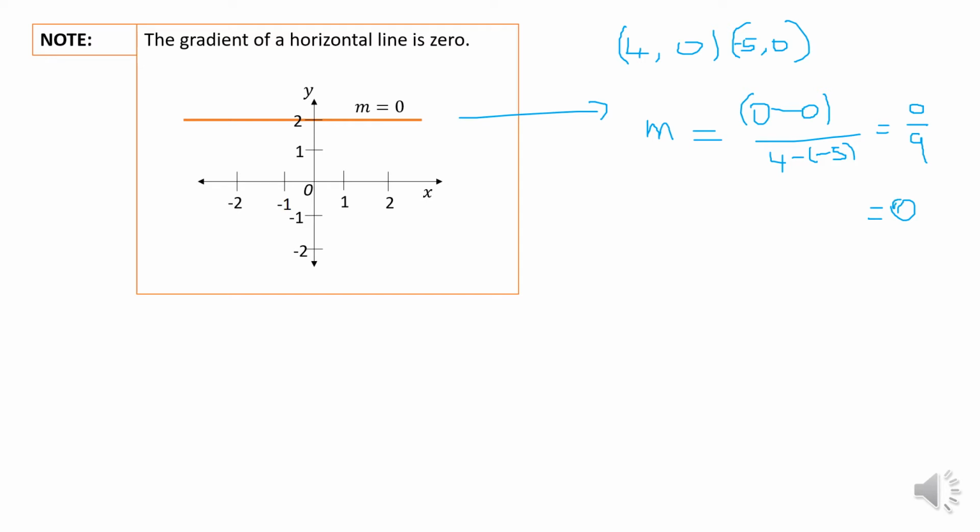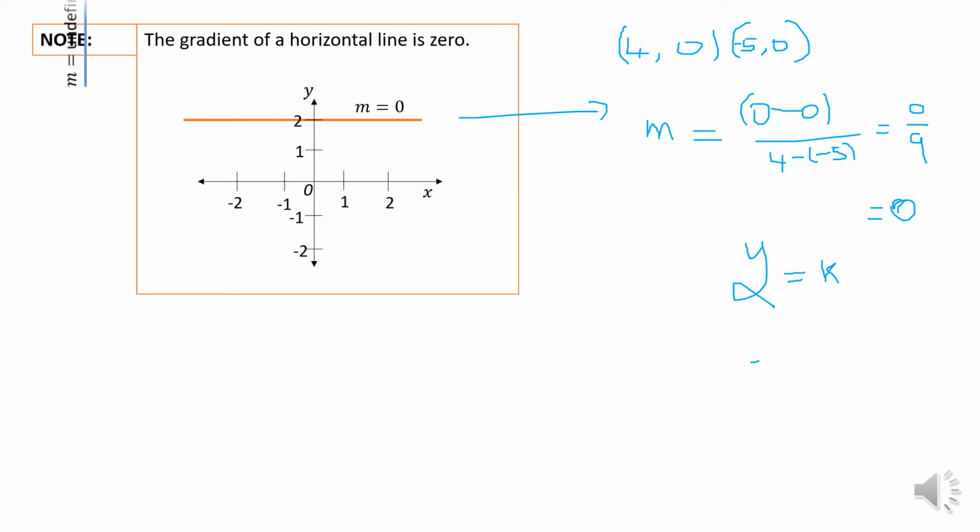And for the gradient of a line to equal 0, that line is going to take the form y equals some number. Like in this case, y equals 0 would be the x-axis. So as long as they are horizontal lines, the gradient is equal to 0. That is one of the things you should not forget.